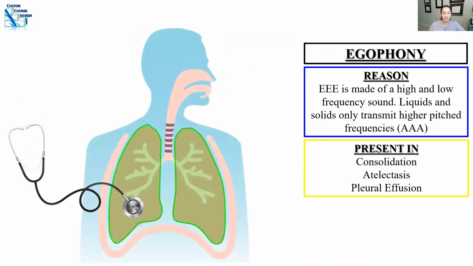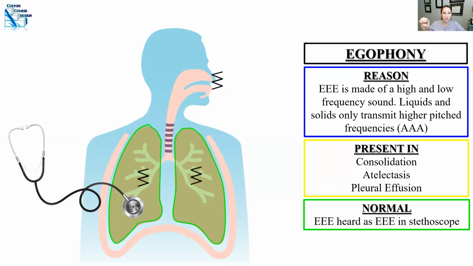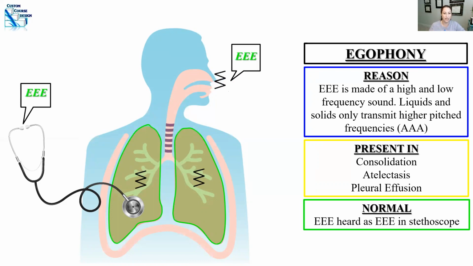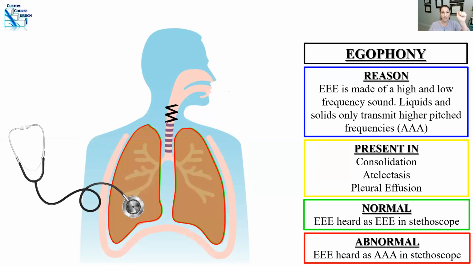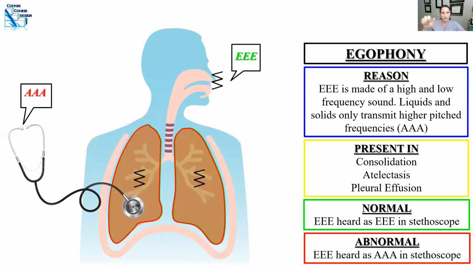Next, we have egophony. And remember, in egophony, we're going to ask the patient to say E. In a normal patient, you will hear E within the stethoscope the same way that the patient is saying it. But remember that E is made up of A in the higher pitched and E in the lower pitched. So if somebody has consolidation, atelectasis, or pleural effusion, those liquids and solids will only transmit the higher pitch frequency, which is the A. So you will have positive egophony when you hear the frequency A in the stethoscope rather than E. And that's present in consolidation, atelectasis, and pleural effusion.